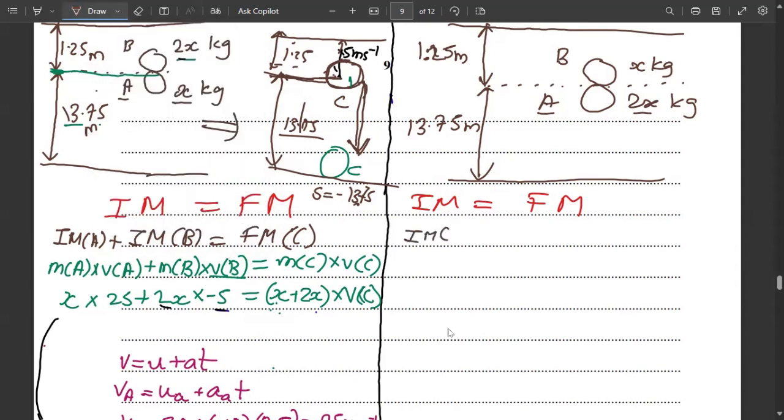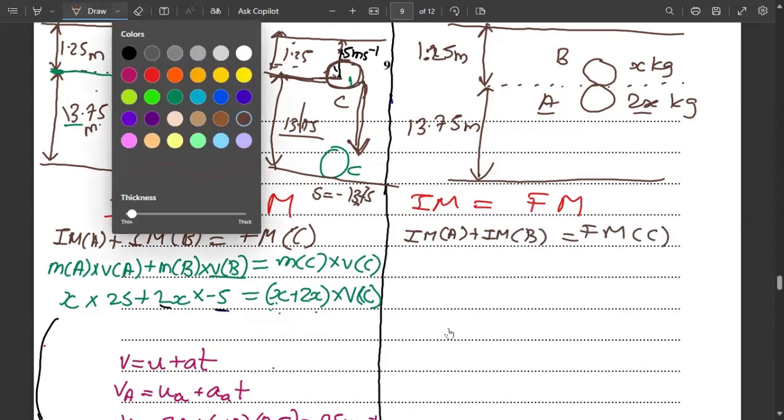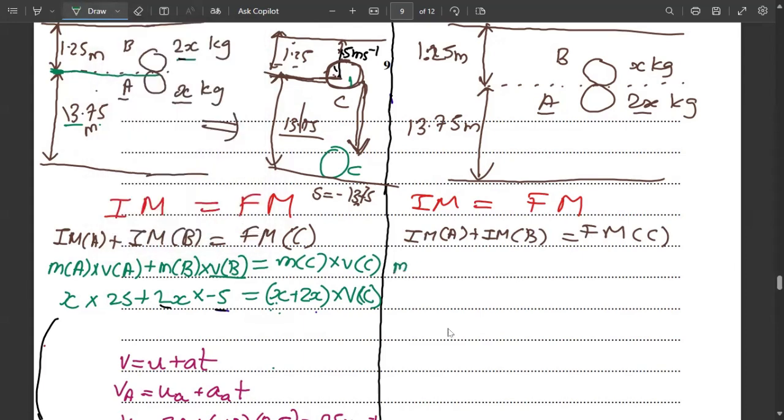So initial momentum of A plus initial momentum of B is equal to final momentum of C. Same case here, even C will form. So now mass of A into velocity of A plus mass of B into velocity of B is equal to the final momentum, which is mass of C into velocity of C. So now mass of A is 2x.